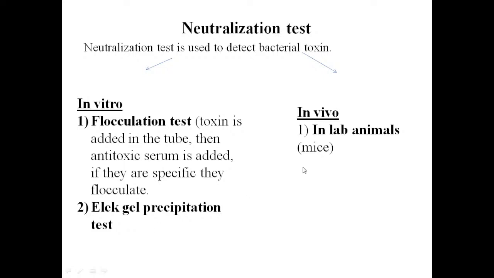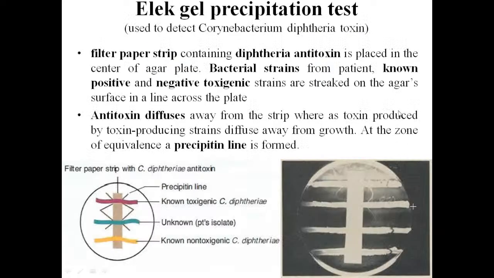We also may do neutralization test in vivo. In vivo means in lab animals, like in mice. Firstly, about the Elek gel precipitation test. We talked about it when we studied airborne infections, Corynebacterium diphtheriae, for example. Elek gel precipitation test is used to detect toxin of Corynebacterium diphtheriae.